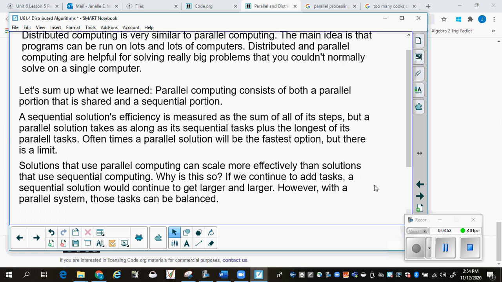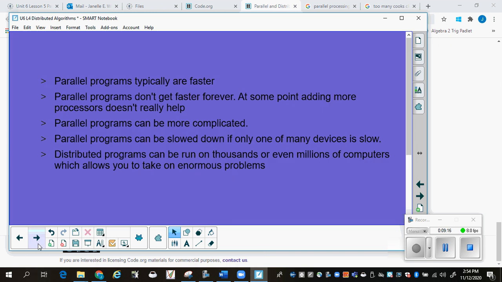Solutions that use parallel computing can scale more effectively than solutions that use sequential computing. Why? Well, if we continue to add tasks, a sequential solution would continue to get larger and larger. However, a parallel system, those tasks could be balanced across each one of the processors. Now, typically, parallel programs are faster. Parallel programs don't get faster forever. At some point, adding more processors doesn't help. Parallel programs can be more complicated, and they can be slowed down if only one of many devices is slow. Distributed programs can be run on thousands or even millions of computers, which allows you to take on enormous problems.